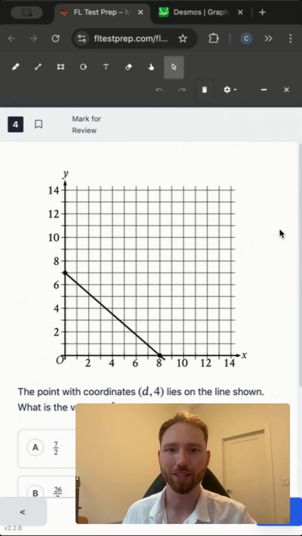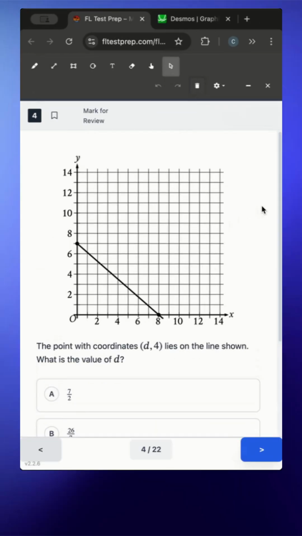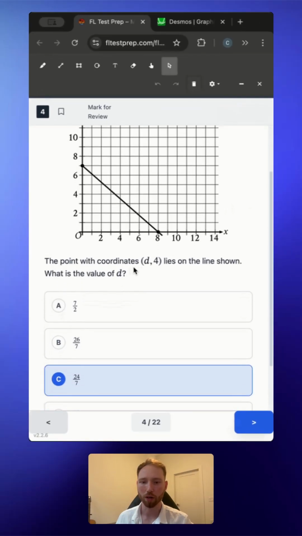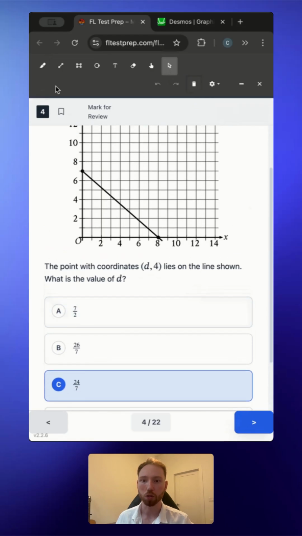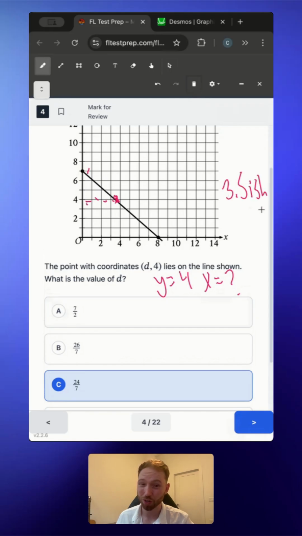Oof, can you solve this tough linear SAT problem? Looking at the graph, the point with coordinates (d, 4) lies on the line shown. What is the value of d? So here's what's super tough about this problem: they don't give me any solid units. So if I look at y equals 4, x equals what? When I look at 4, it gives me 3.5-ish. And looking at the answer choices, A is 3.5 on the dot.